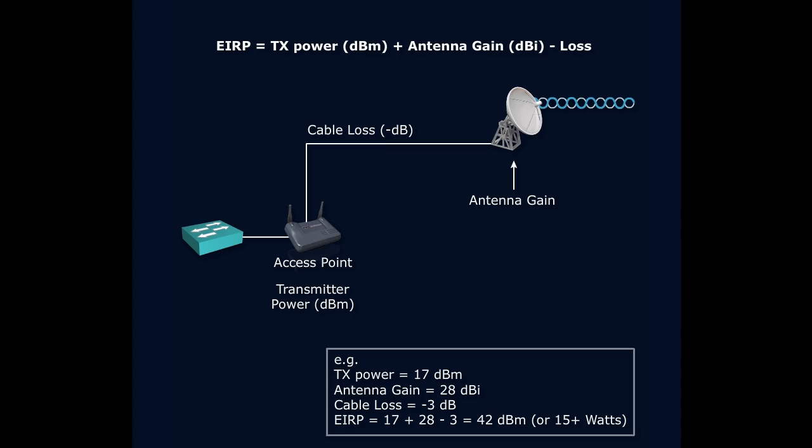Number 1, we're going to start off with an access point. That access point is going to have a certain amount of power measured in dBm that it's going to use to send out its signal, right? So how much does it start off with? Well, let's say we've got an access point with 17 dBm.